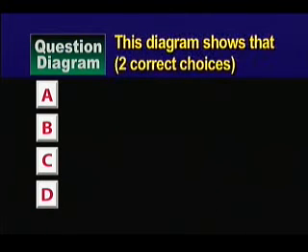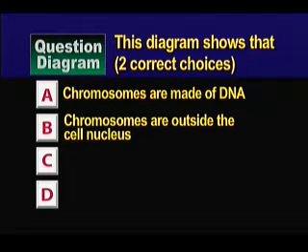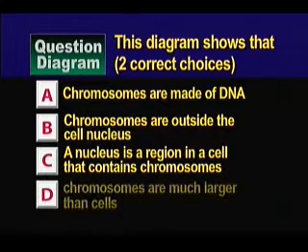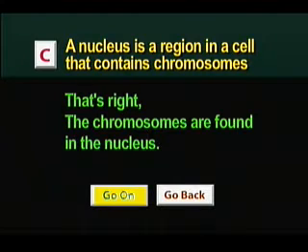This diagram shows that 2 are correct. A. Chromosomes are made up of long coils of DNA. B. Chromosomes are located outside the cell nucleus. C. A nucleus is a region within a cell that contains chromosomes. Or D. Chromosomes are much larger than cells. That's right. The chromosomes are found in the nucleus.